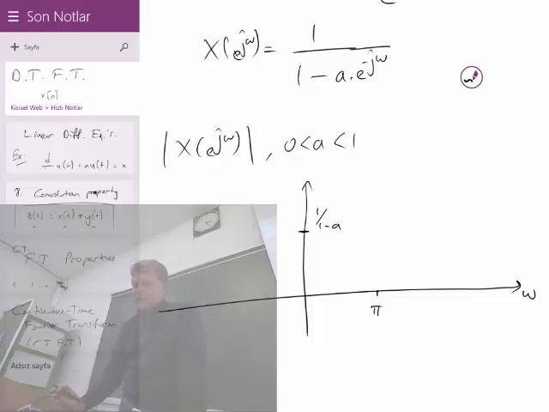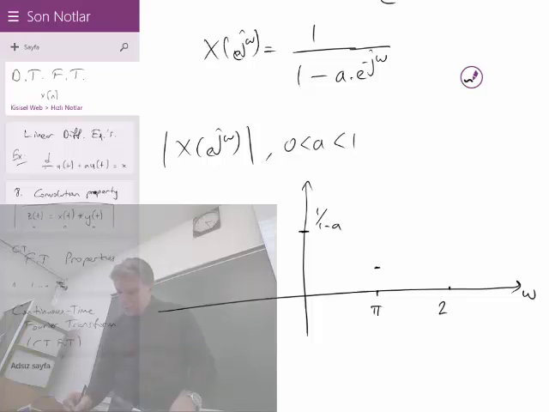When omega is equal to pi, what is e to the minus j pi? It is minus 1. When it is minus 1, 1 over 1 minus A times minus 1 comes into the picture, which means 1 over 1 plus A. So what is 1 over 1 plus a half? It is 1 over 1.5, which is smaller than 1. This was originally 2, and now it is 2 over 3. So it's a smaller value, something here.